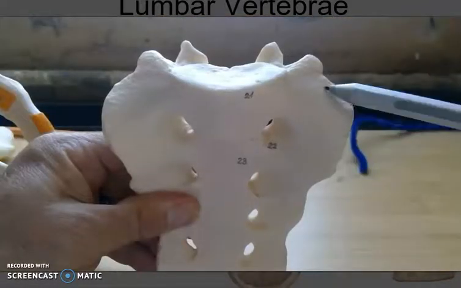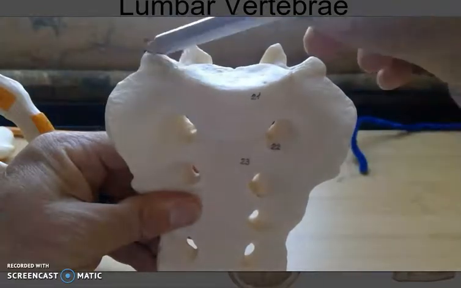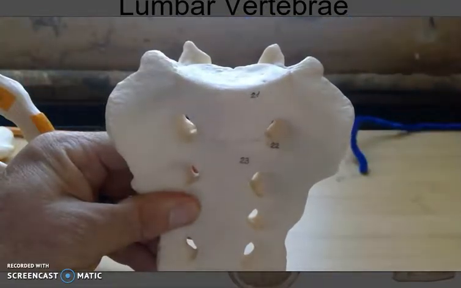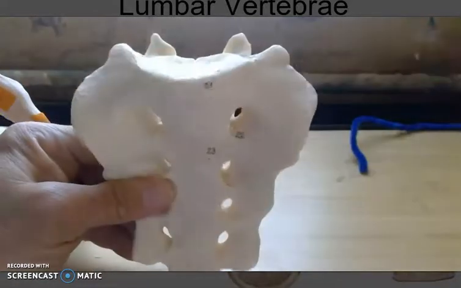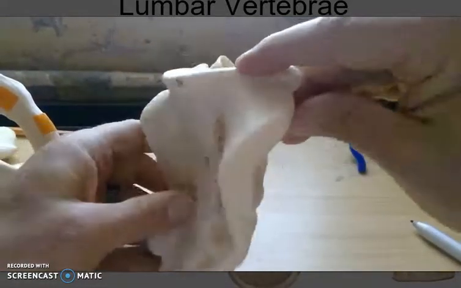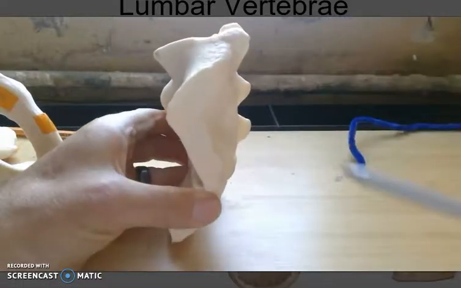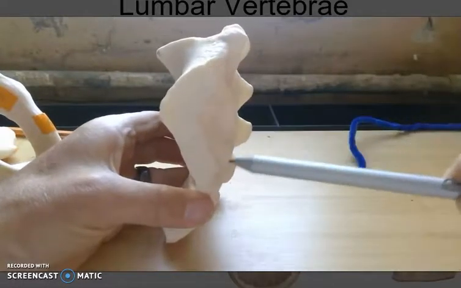The top here is said to be ala. So these are the ala, and that means wings. So it looks like it has wings. I guess it has wings. Now, if I turn it sideways to this view, this is the auricular surface.